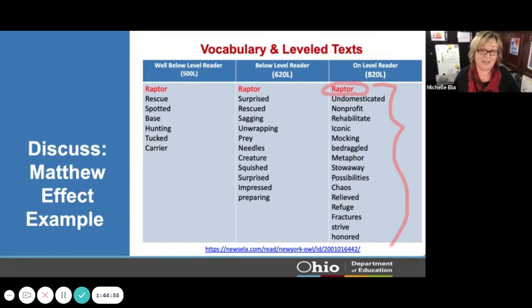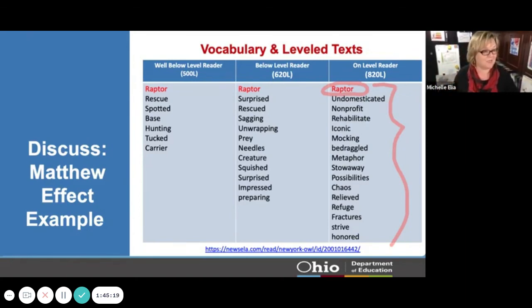Okay. Now, what I used to do, I don't anymore, know better, do better, is if a student was struggling, I would go down a level or two and give them a lower level text. But here's what we find. See all these beautiful words: undomesticated, nonprofit, rehabilitate, iconic, vocabulary that makes us better comprehenders. Look what happens.